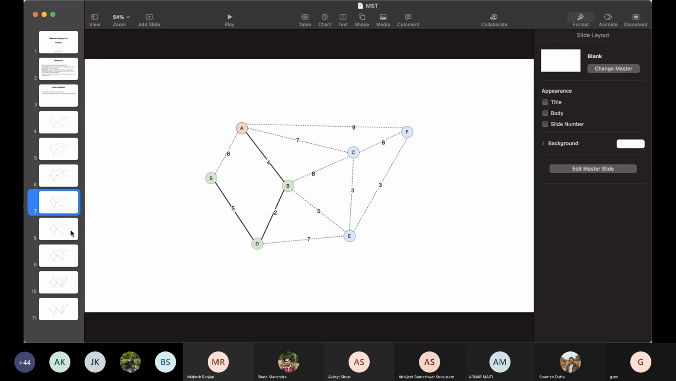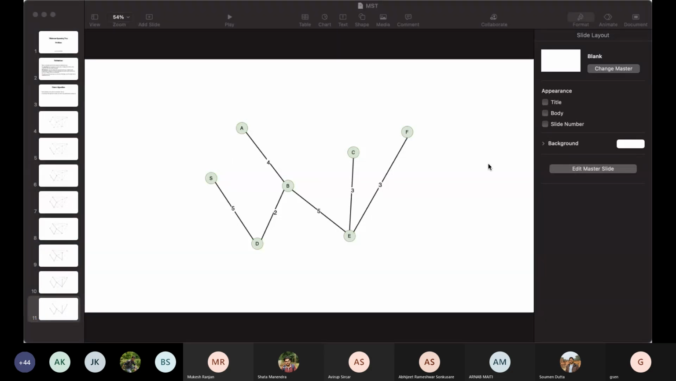So now again, the minimum weight this time will be 5. So we take that. Again, comparing with 3 and 3 again. So this way we get the tree. Okay, that's it.